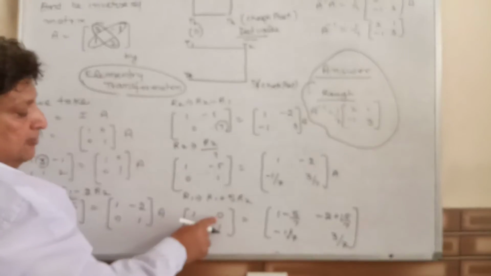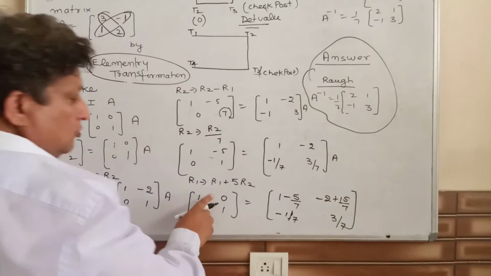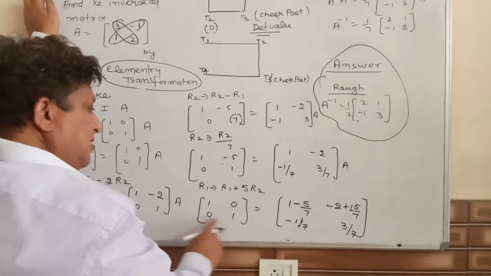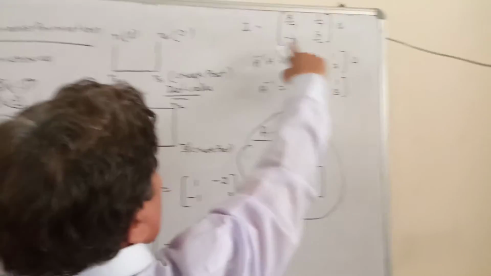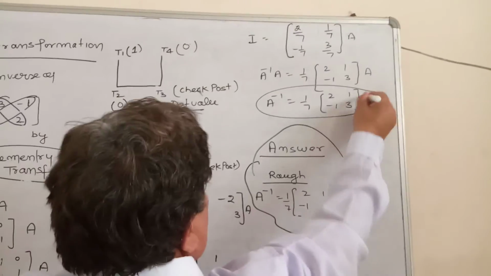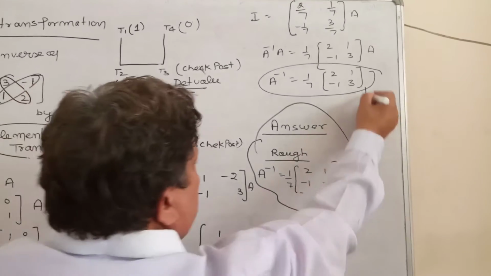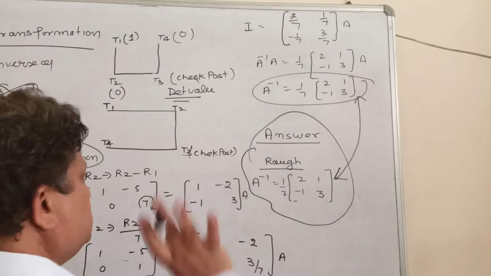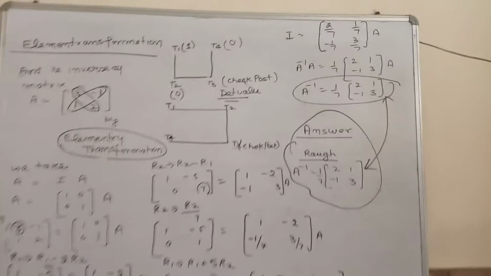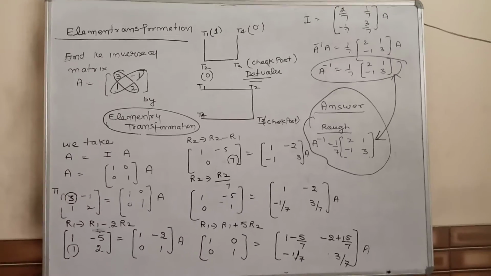Now please make it 0, multiply by 5, and this becomes this. Now simplify this, and this is the A, and you have come to the answer here. Please match it with the previous answer you made before the questions, and you will see the answer is here. So these questions of elementary transformation are very good.